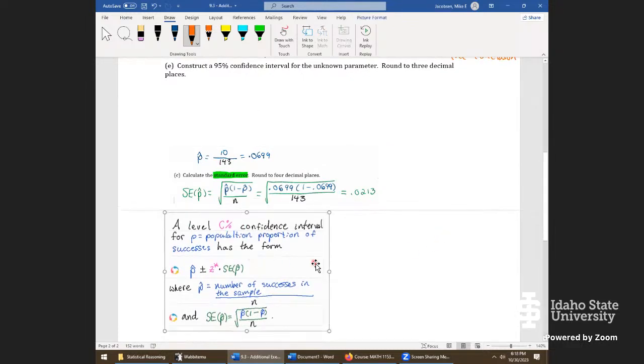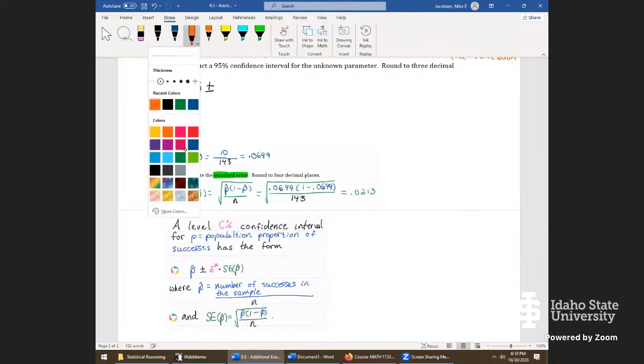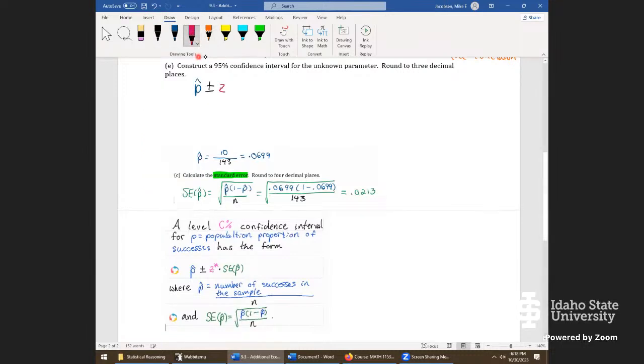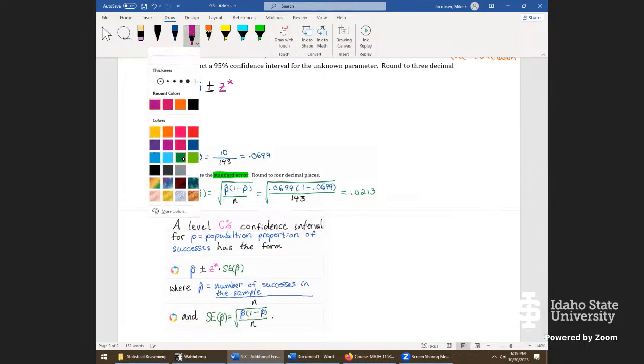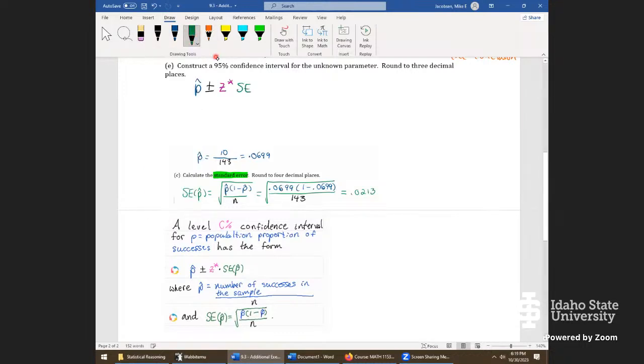Next thing I would do is definitely copy down the formula for the confidence interval. We have it cited right here, and it goes p hat, plus or minus our critical number, which is given as a z star, multiplied by the standard error of p hat. So that's the thing we're going to be calculating next to finish off the confidence interval in part E. Once we do that, we're pretty much done.